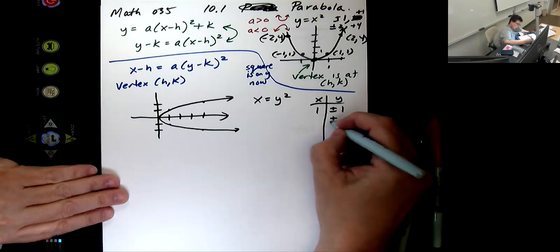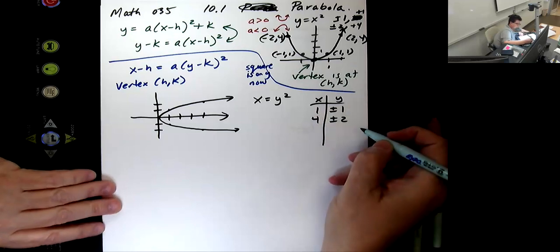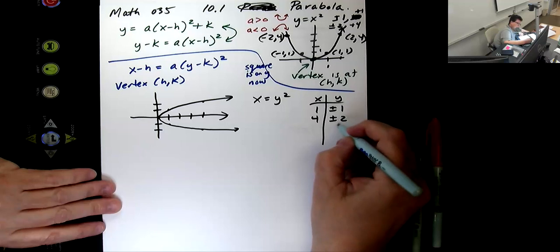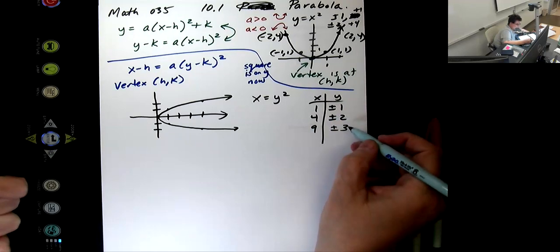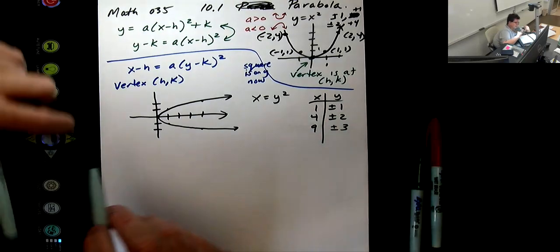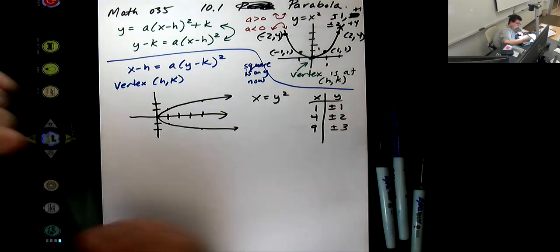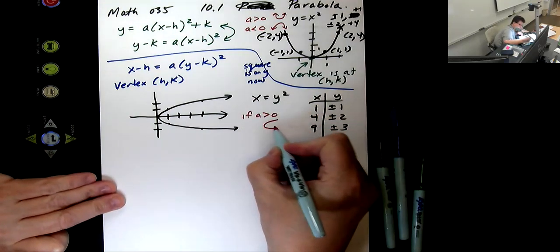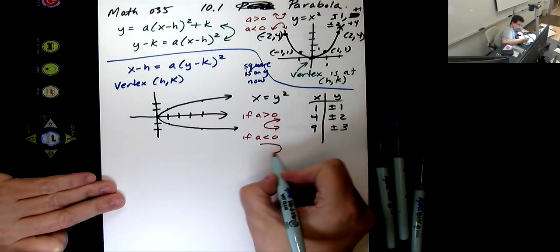We go plus or minus 2 on y, we go right 4 on x. Plus or minus 3, we go 9 on x. So whatever the y value is, we square it, and that's our x value. It's a parabola opening to the right. If a is greater than 0, it goes to the right. If a is less than 0, it opens to the left.